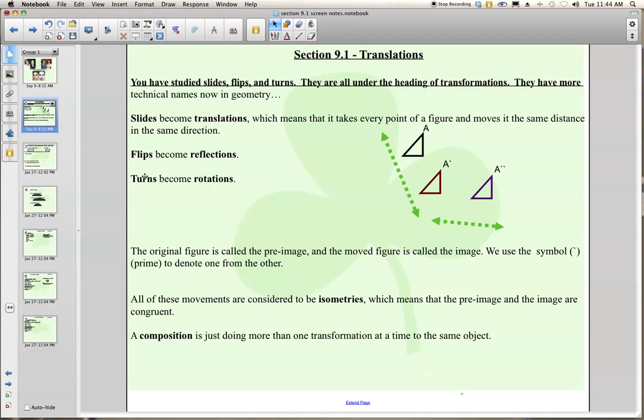And you can combine them. It could be a slide and then a turn. It could be a slide and then a reflection. It could be any of those. You could translate, rotate, translate, reflect. You could rotate and reflect. Any combination of 2 or more is considered a composition. The term glide reflection is the most common one. Glide means you slid it somewhere, you translated it, and then you reflected it over a line.